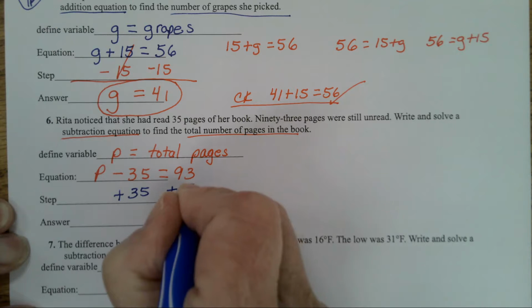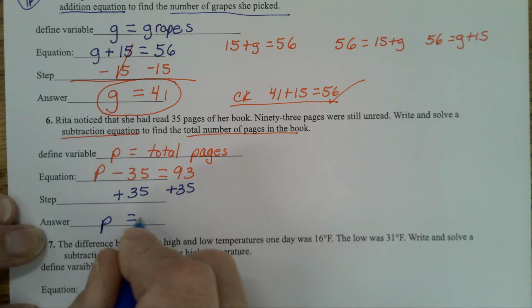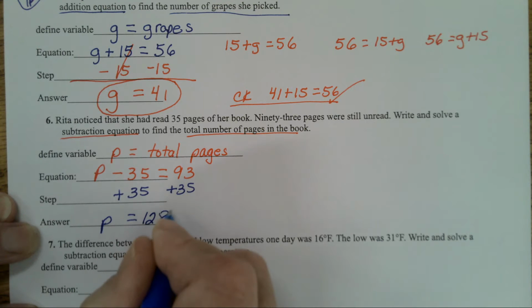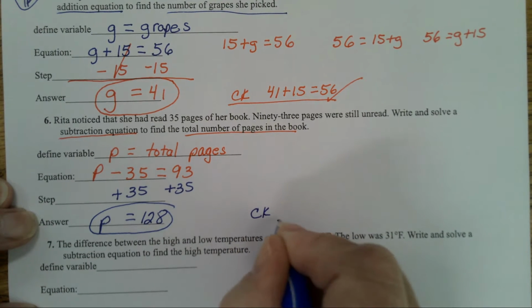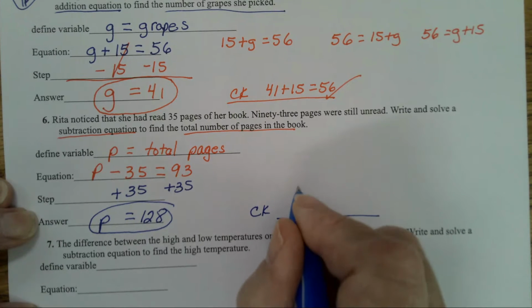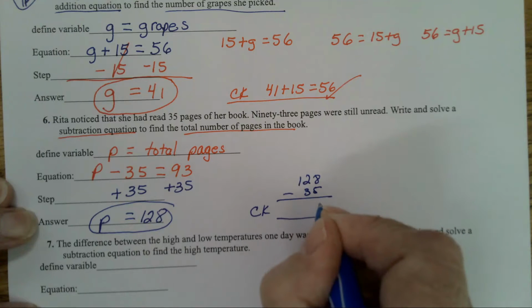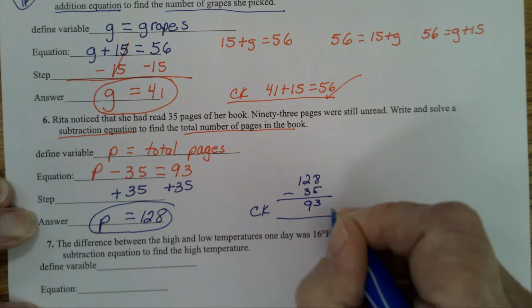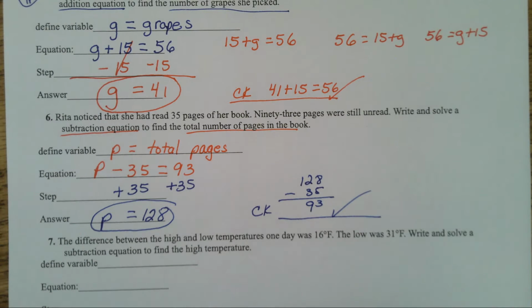So how many pages were in the book? P equals 128. Now, if they wanted a check step, you would just say, does 128 minus 35 equal 93? Yes, it does. Any questions?